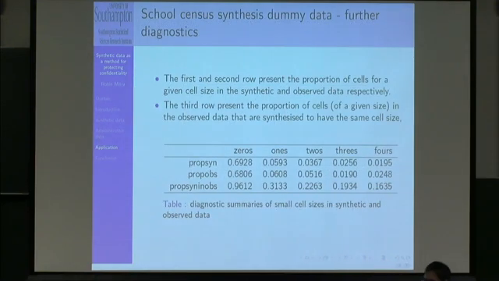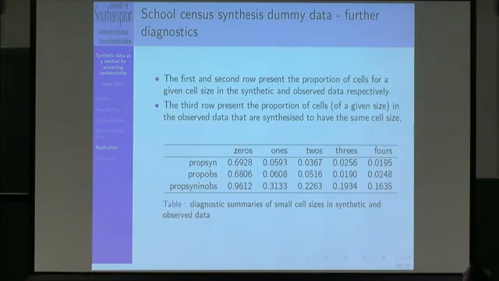Okay, just some further diagnostics. There's lots more we can do, but in the interest of time, I won't go through them all. We looked at some of the small cells because we're worried about some. These are interesting for confidentiality reasons. So zeros, for example, means the cells with no one in, and ones means the cells where there's only one person in, and so forth.